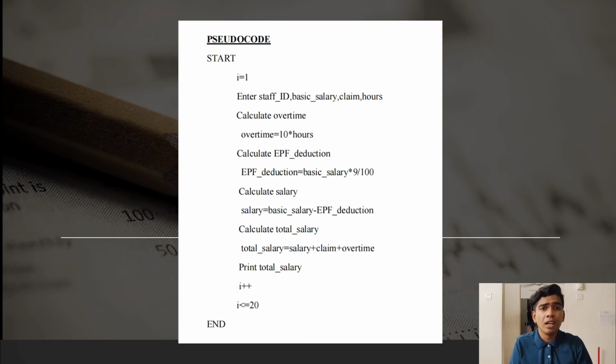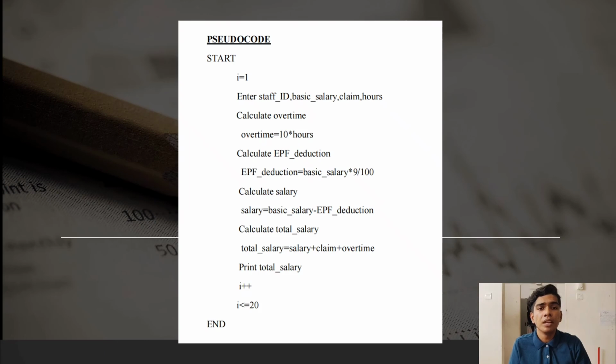First, you begin with start. Then initialization equals 1. Enter staff ID, comma, basic salary, comma, claim, comma, hours. Then calculate overtime. Formula is overtime equals 10 times 8 hours. Then calculate EPF deduction. EPF deduction equals basic salary times 9/100. Then calculate salary. Salary equals basic salary minus EPF deduction. Calculate total salary. Total salary equals salary plus claim plus overtime.